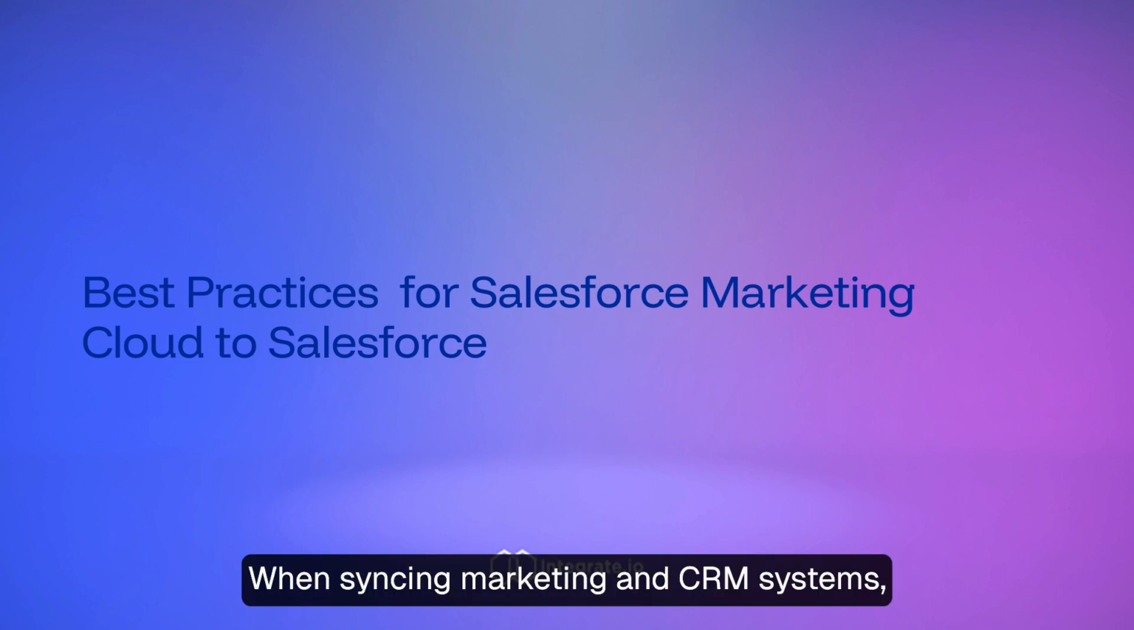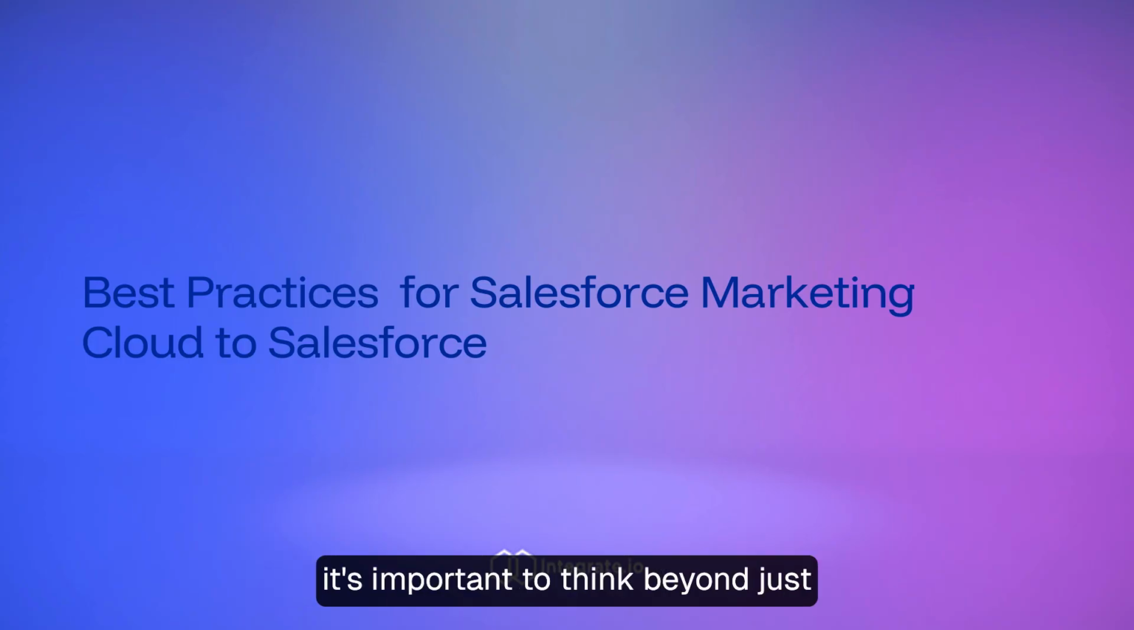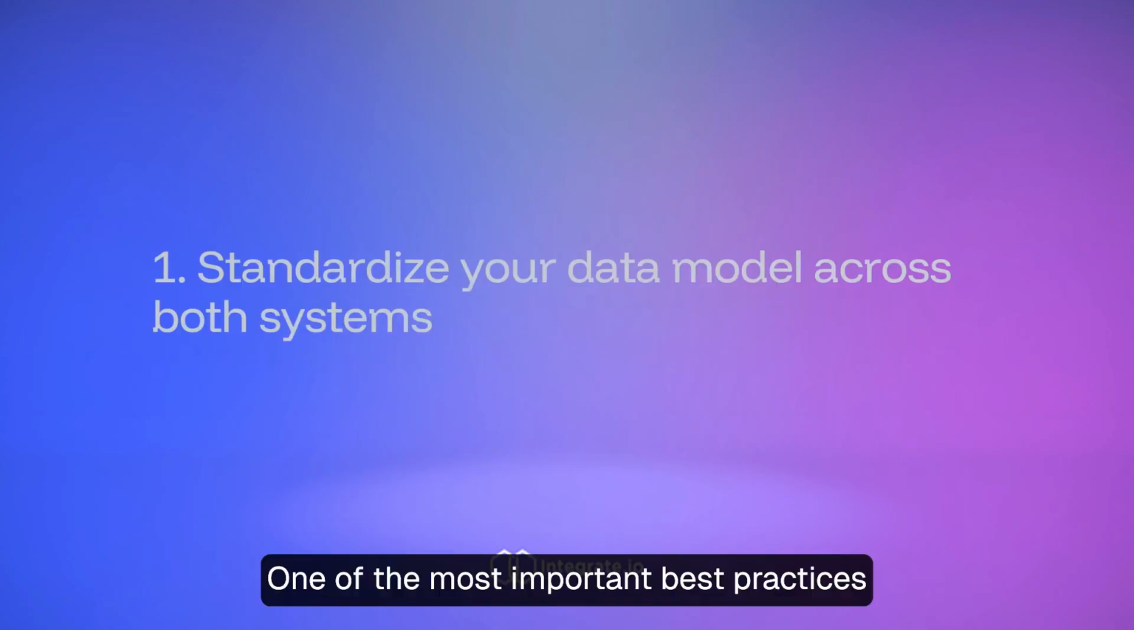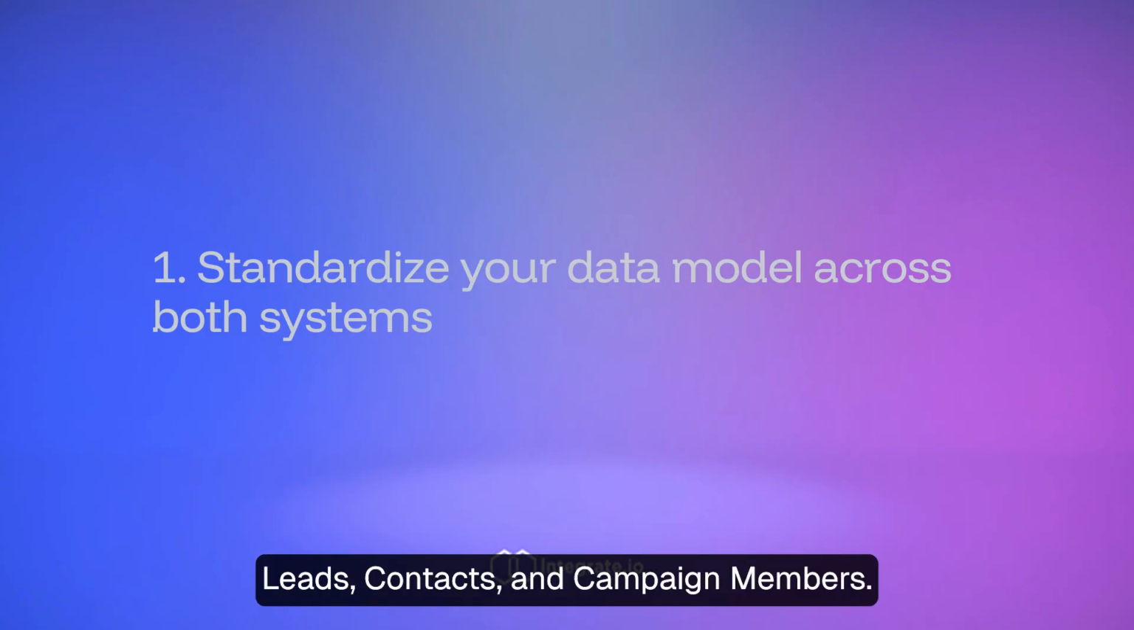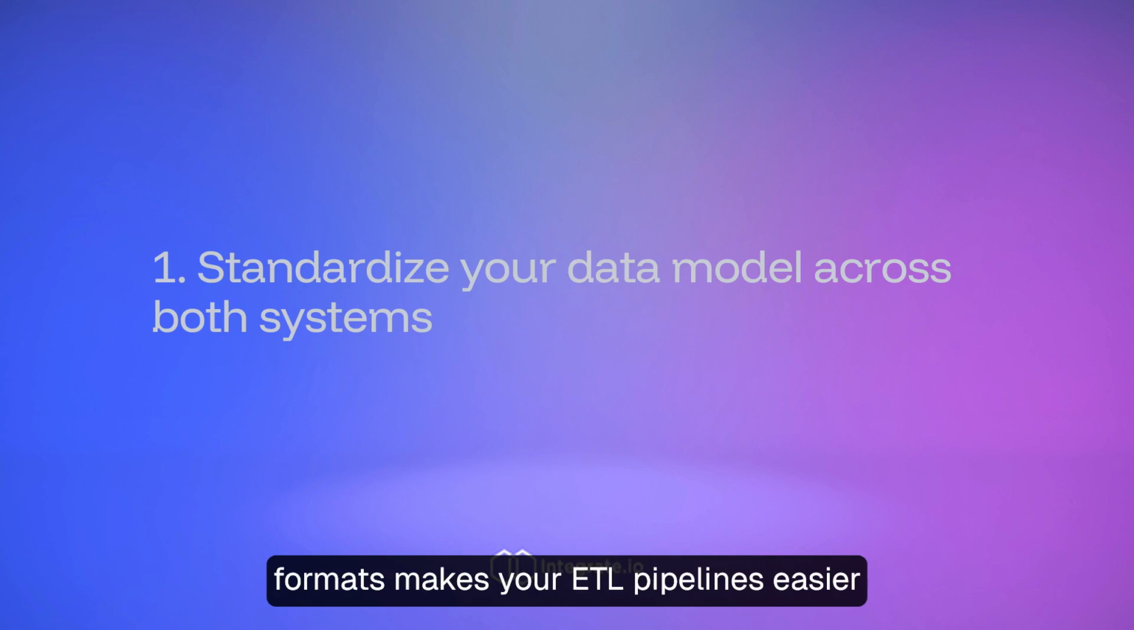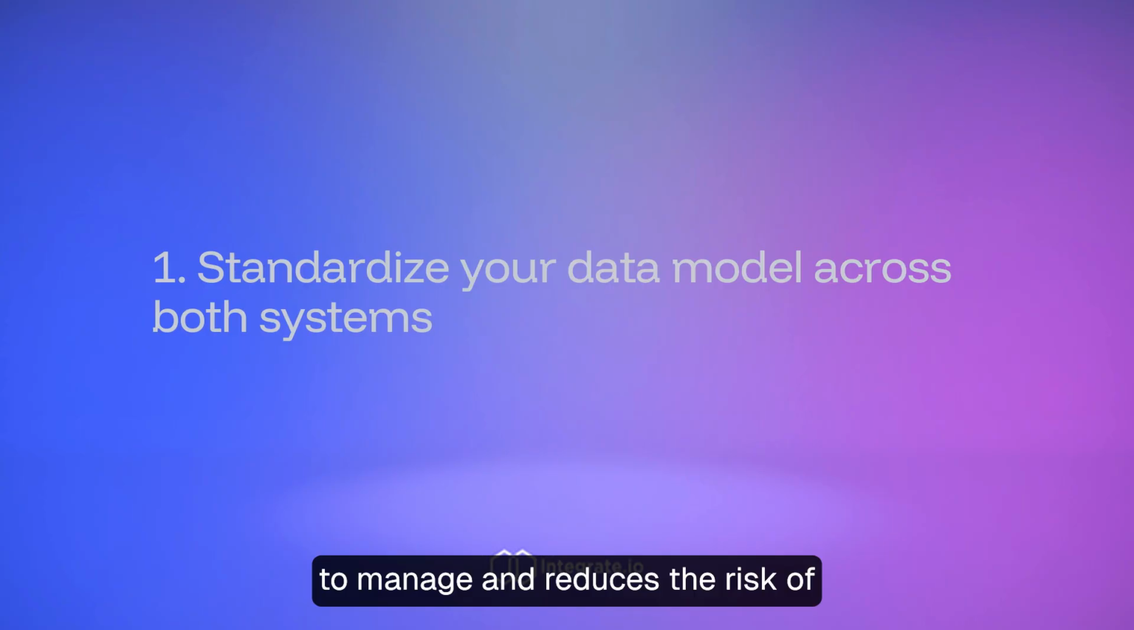When syncing marketing and CRM systems, it's important to think beyond just moving data. A well-designed ETL pipeline ensures clean customer data, accurate campaign reporting, and very smooth collaboration between marketing and sales teams. One of the most important best practices is standardizing your data model across both systems. Marketing Cloud often stores data in data extensions, while Salesforce organizes information into objects like leads, contacts, and campaign members. Ensuring consistent field names and data formats makes your ETL pipelines easier to manage and reduces the risk of transformation errors.